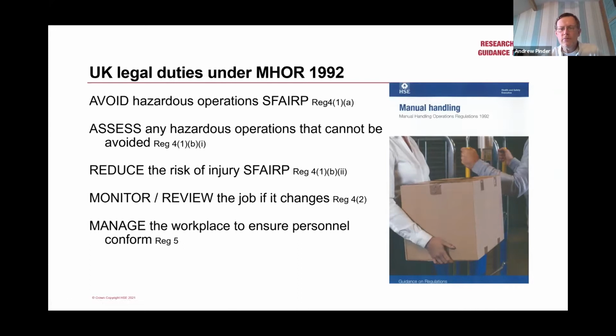The image on the right is the cover of the most recent edition of HSE's guidance on manual handling, which we refer to as L23, and it contains both the text of the regulations and quite detailed guidance that HSE has written, and that was revised in 2016.